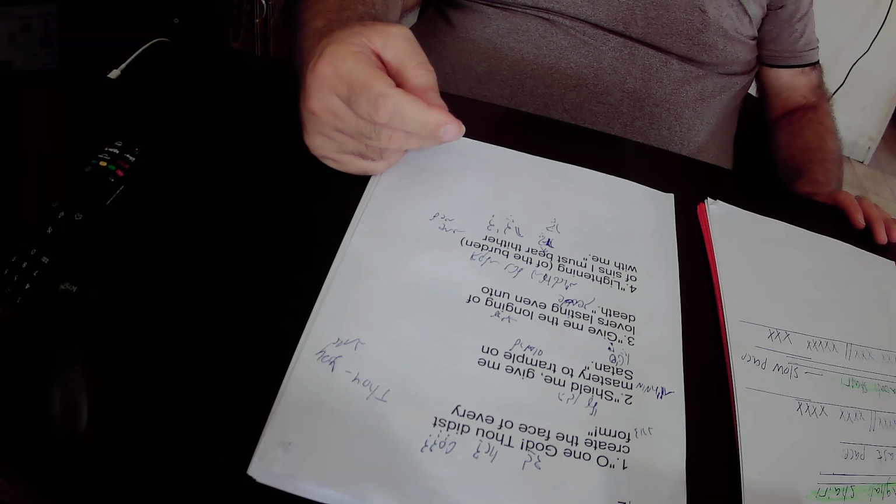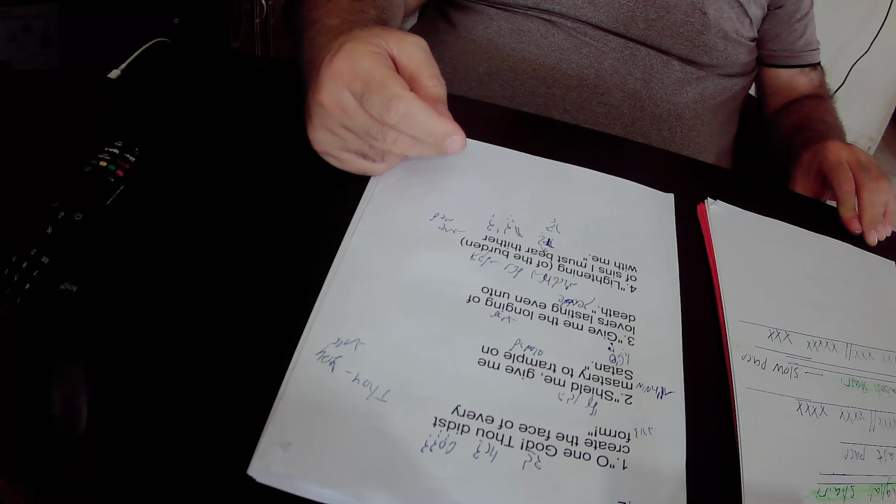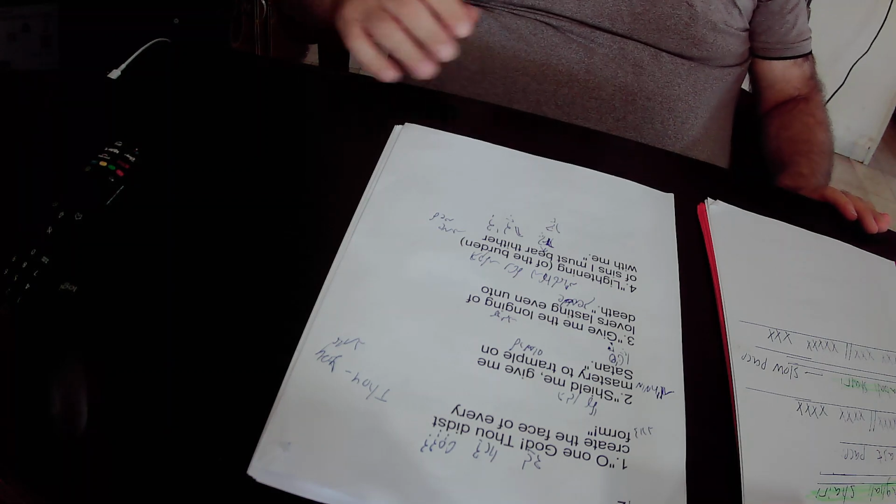Then we focus on stanza number two. Actually, this great poem, The Knight in the Panther Skin, consists of a prologue and an epilogue. The prologue is the introduction to the poem.